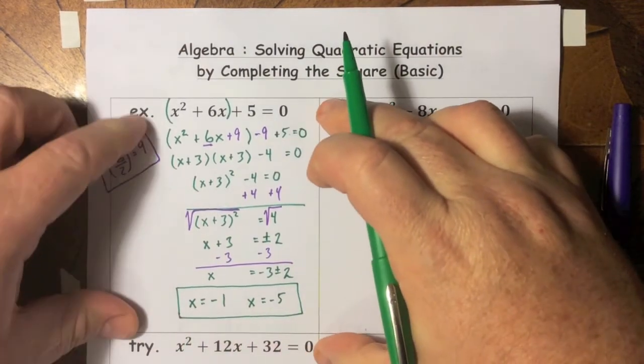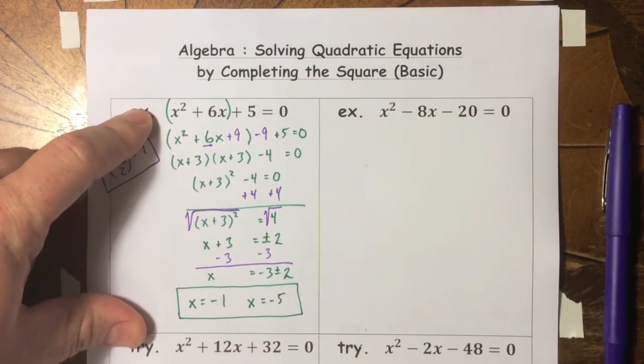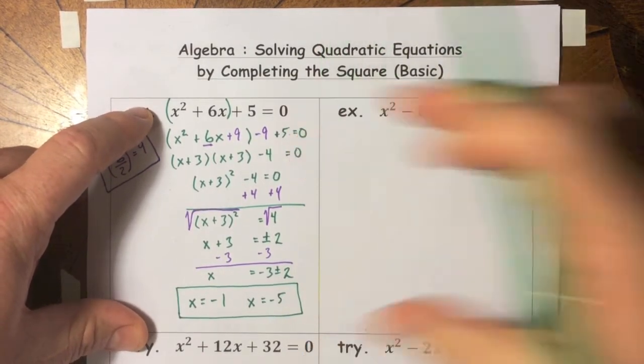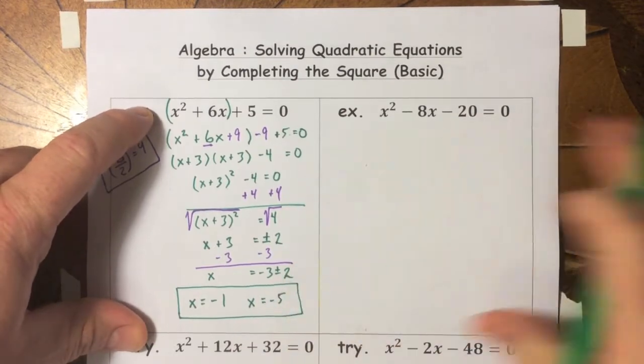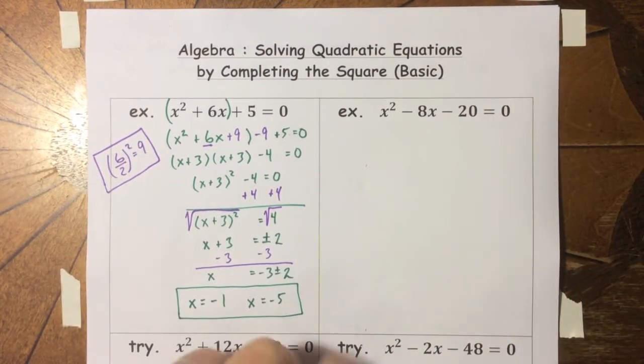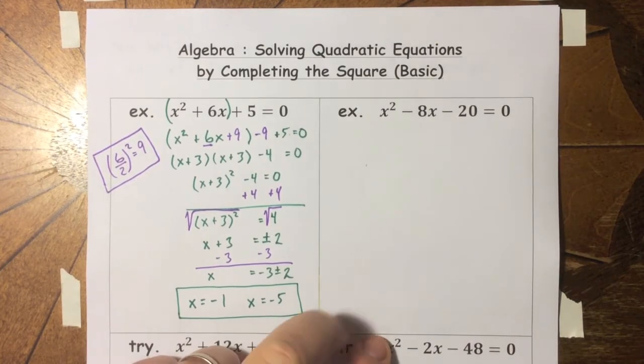Wow, you're talking about a lot of work on one problem. The beauty about completing the square is that it always works. Let's go ahead and move over here. I'm going to do my second example now. I'm going to do this one a bit faster. And so let's go ahead and walk right through this again.